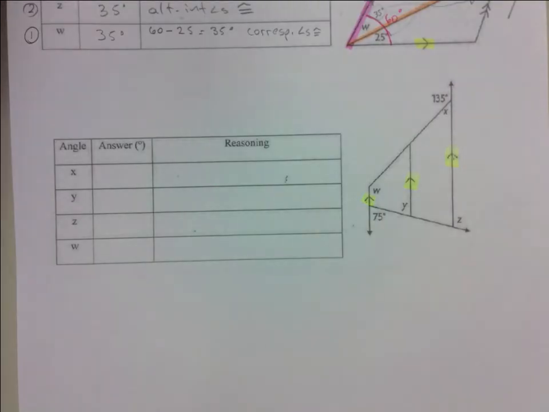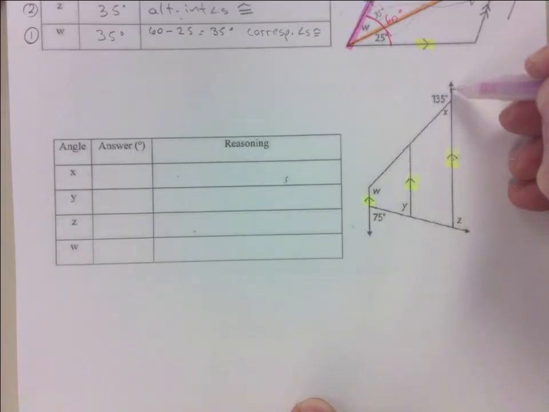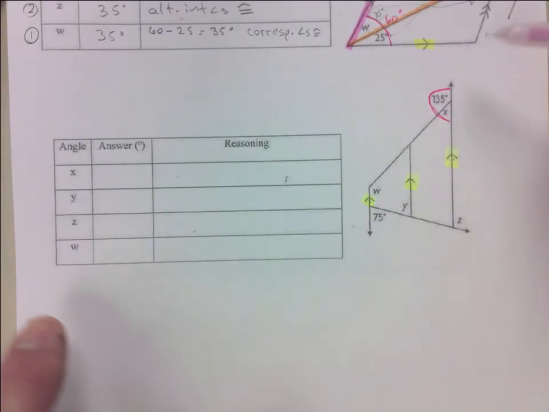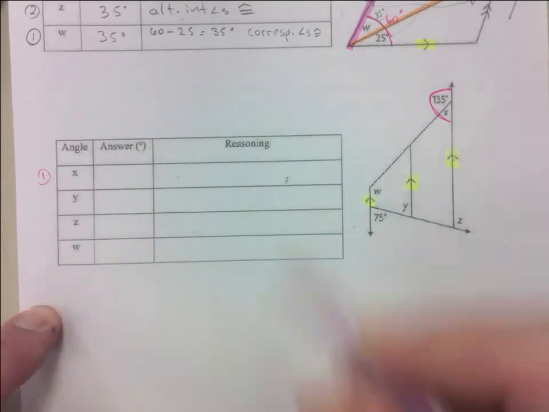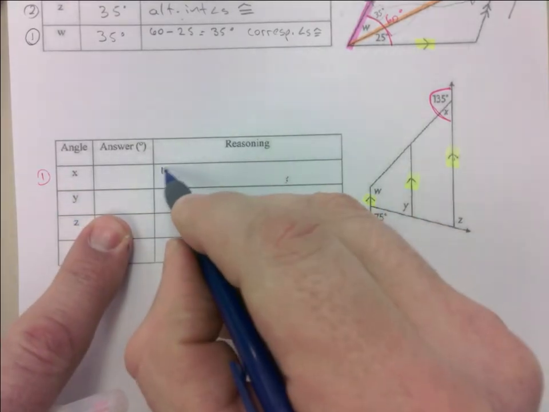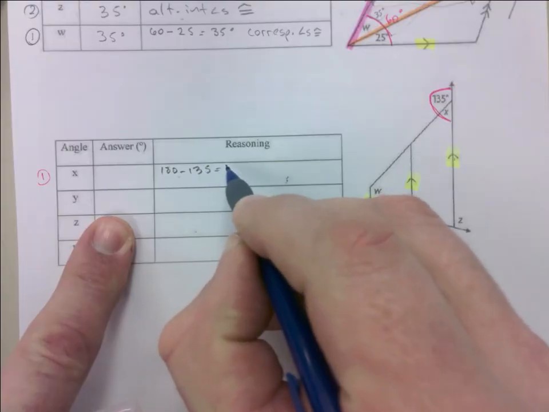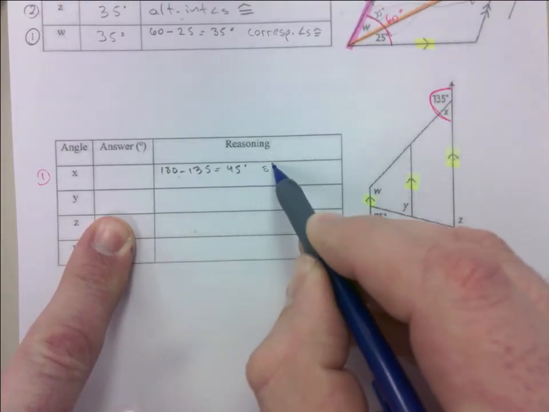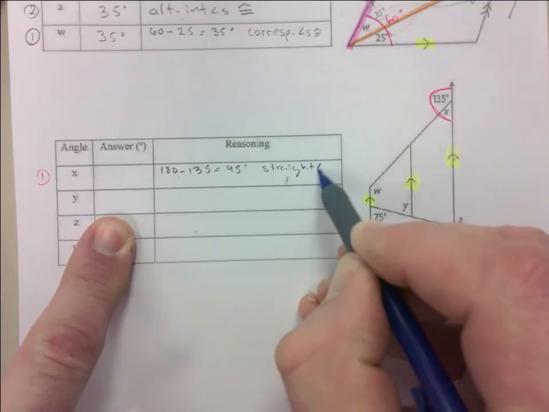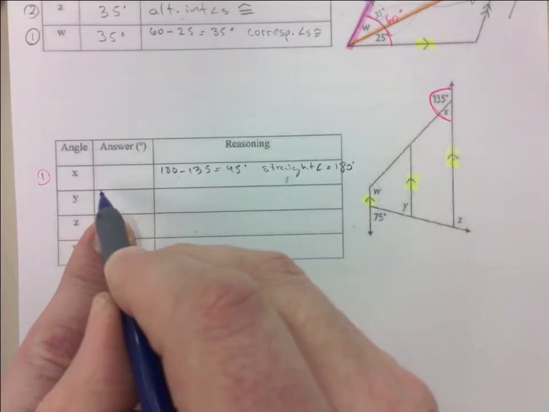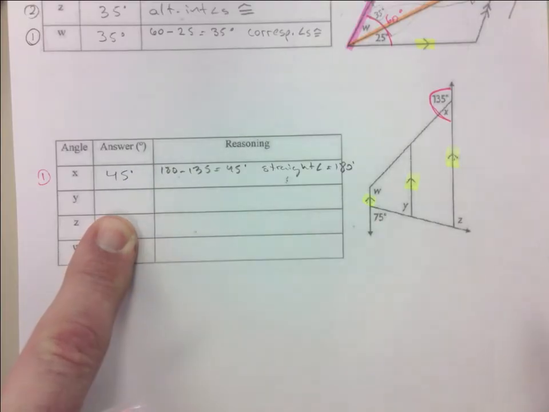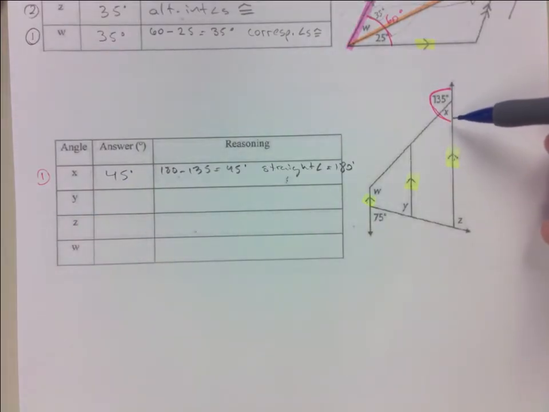I see this one here. I like colors, so I'm going to add some color to this. I see this angle right here. Okay. Straight angle. So I'm going to start with X here. I'm just going to go 180 minus 135. That's 45 degrees. And I use this straight angle. It's probably the easiest one to start. You don't even need the properties of parallel lines to do that one. Okay?